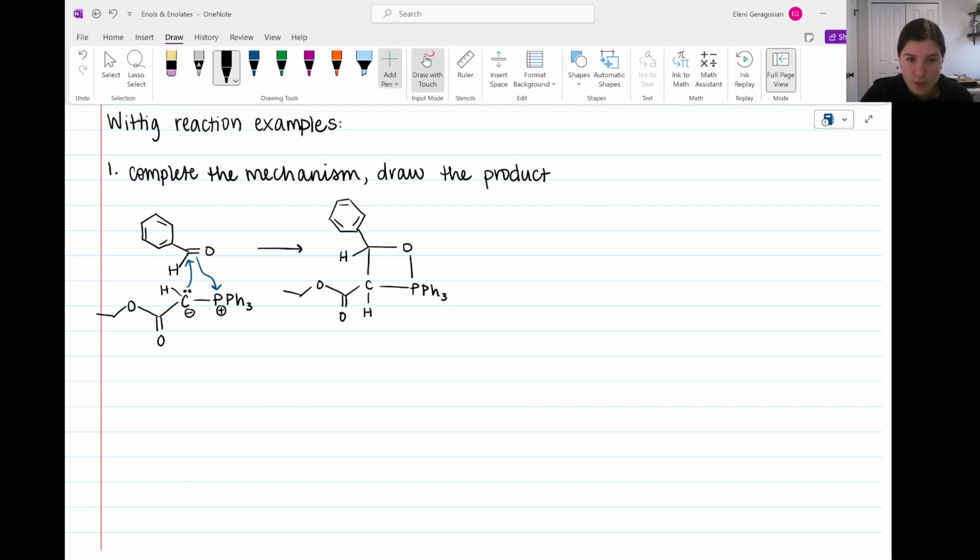Okay, so here's our 2+2 cycloaddition product, and then now we form the carbon to carbon double bond and the phosphorus to oxygen double bond. So carbon to phosphorus electrons in that bond form the carbon to carbon bond. Carbon to oxygen electrons, which are held closer to the oxygen atom, will then form the oxygen to phosphorus bond. And then we have formed our product.